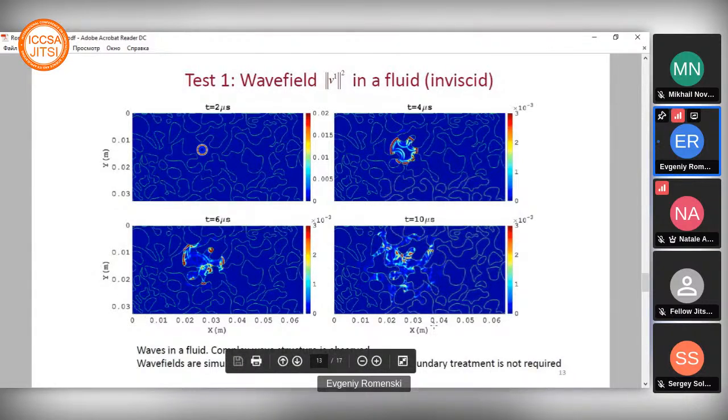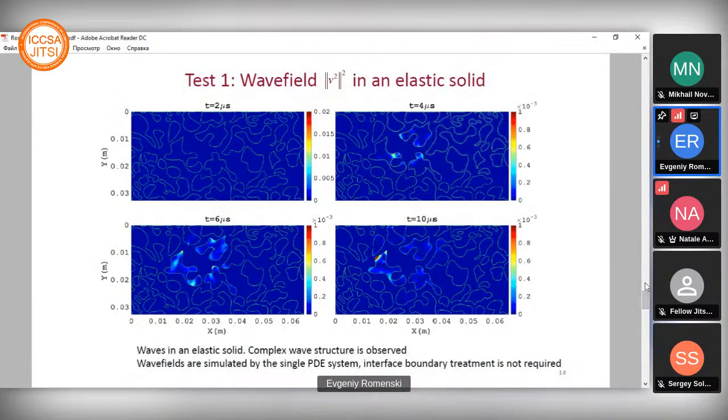The wave fields were computed with the use of a single PDE system, and interface boundary treatment is not required here. And here is the same wave field, but in elastic solid. I have to note again that wave fields are simulated by the single PDE system, and interface boundary treatment is not required.